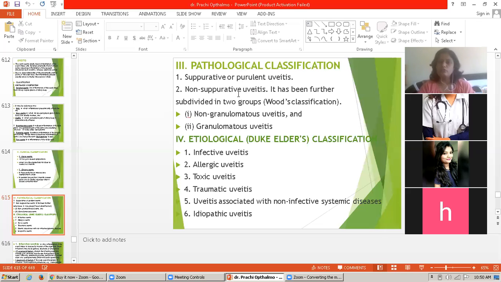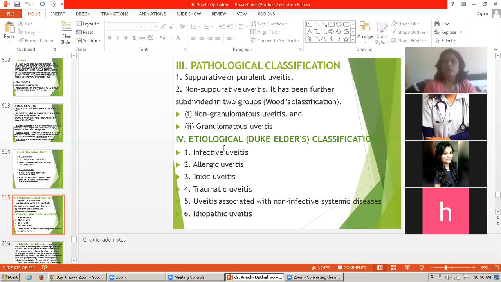And this non-suppurative uveitis has been further subdivided into two groups, that is the Wood's classification. The first one is non-granulomatous, and second is granulomatous uveitis. So again in non-suppurative there are two types, non-granulomatous uveitis and granulomatous uveitis.